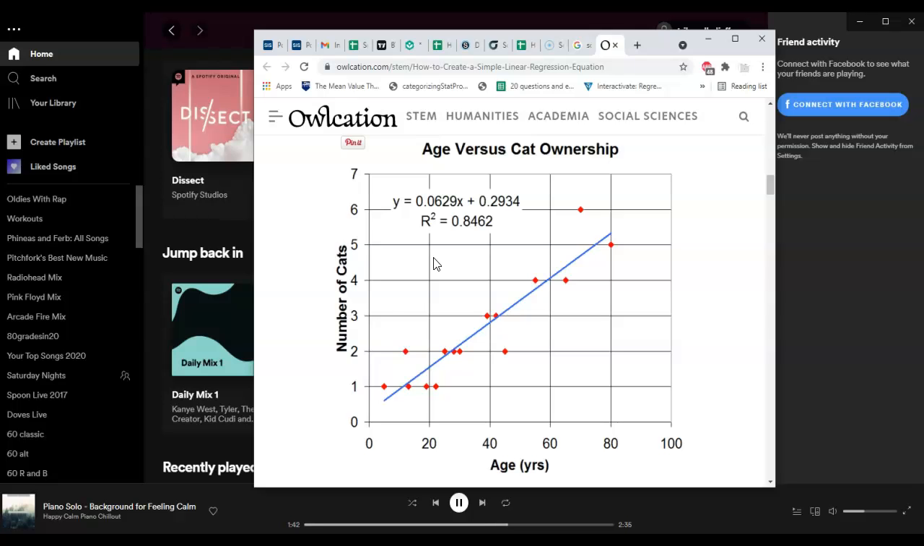So this is how old you are and how many cats you have. What's the slope? Just to make sure we're on the same page before you start typing. 0.629. What's the y-intercept? 0.2934. That's not r, right? That's r squared. So what do you have to do? You gotta square root it. Do you want me to do that? So you get your calculator. So 0.92.